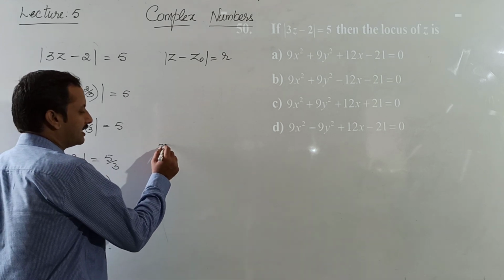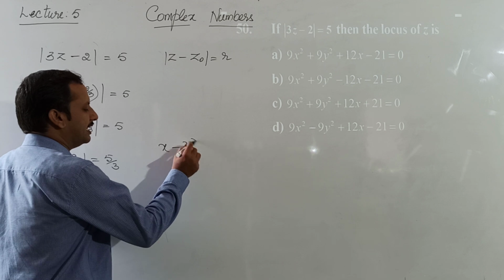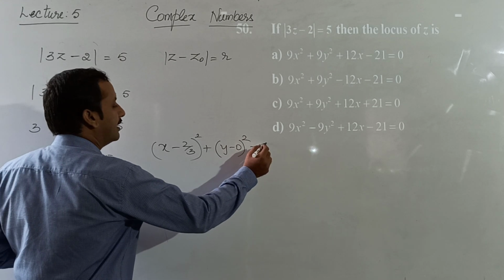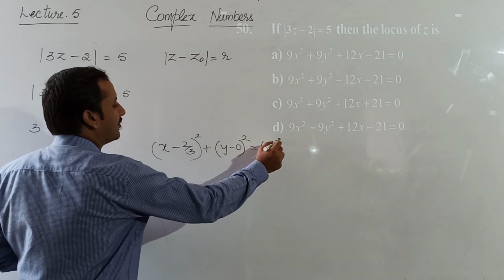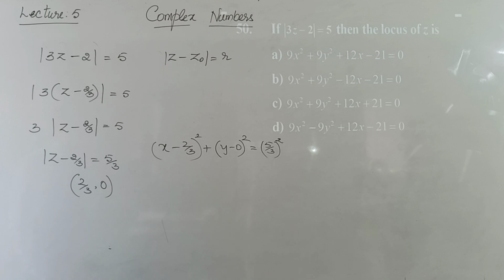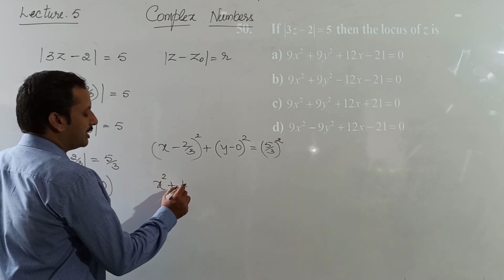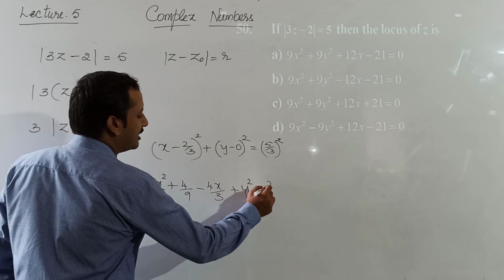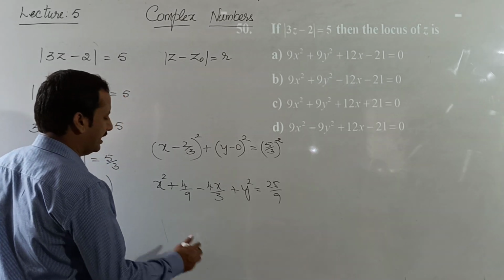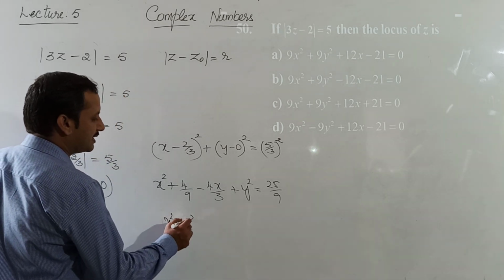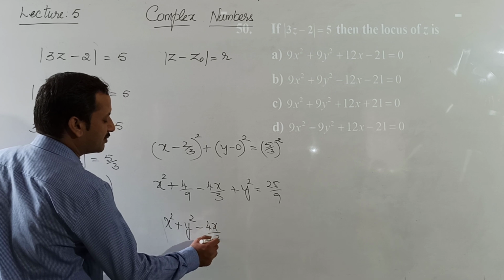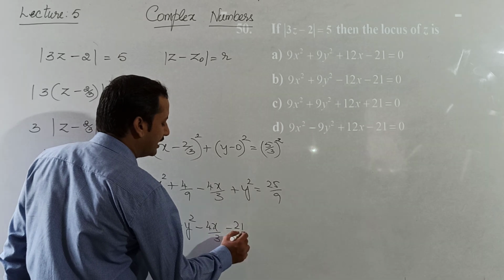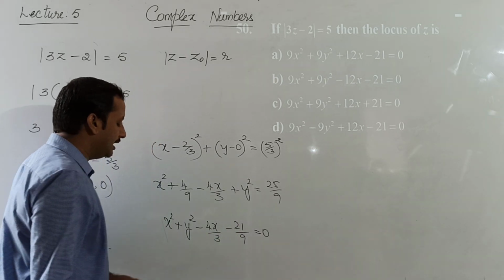We get x minus h whole square, which is 2 by 3 whole square, plus y minus k whole square is equal to r square, 5 by 3 whole square. We need to simplify this. x square plus 4 by 9 minus 4x by 3 plus y square is equal to 25 by 9. So x square plus y square minus 4x by 3, 4 by 9 minus 25 by 9, that will give you minus 21 by 9 equal to 0.